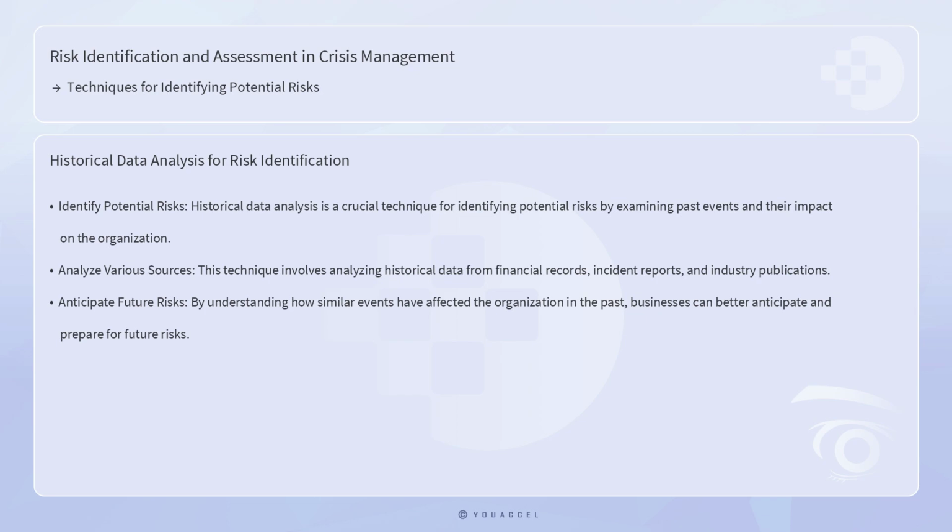By examining past events and their impact on the organization, businesses can identify patterns and trends that may indicate future risks. This technique involves analyzing historical data from various sources, such as financial records, incident reports, and industry publications. By understanding how similar events have affected the organization in the past, businesses can better anticipate and prepare for future risks. For instance, a company that has experienced supply chain disruptions due to natural disasters might identify this as a recurring risk and take steps to mitigate its impact.